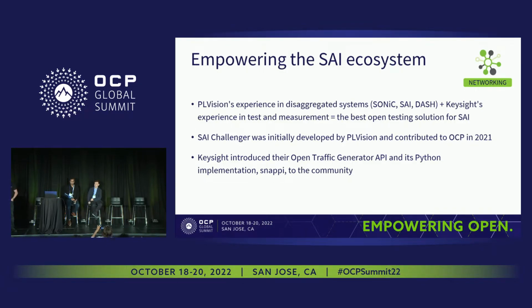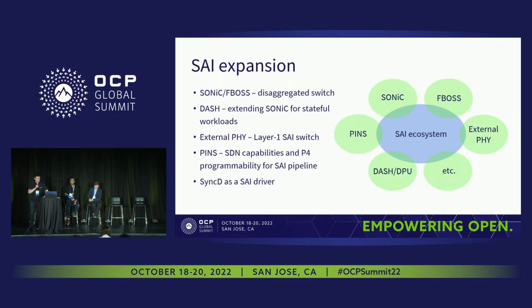So based on our experience and our vision, we developed and contributed the OCP SAI Challenger framework. Also, Keysight came up with a great idea of the Open Traffic Generator API and their Python implementation Snappi. So we decided to combine our efforts, but let's take a look at the SAI ecosystem first. I believe now we need to add one new component here, IPDK. That was a great presentation and a great vision, I guess.